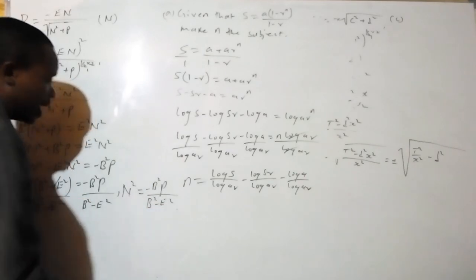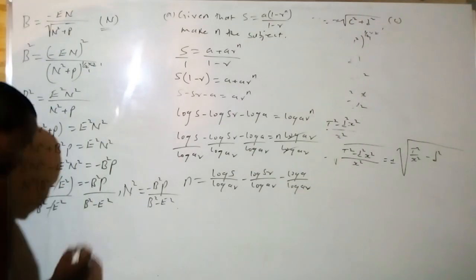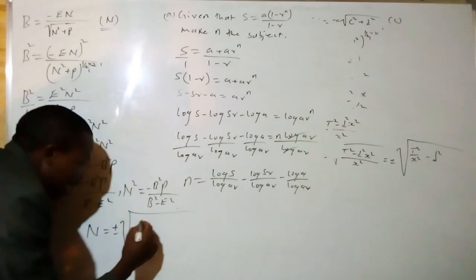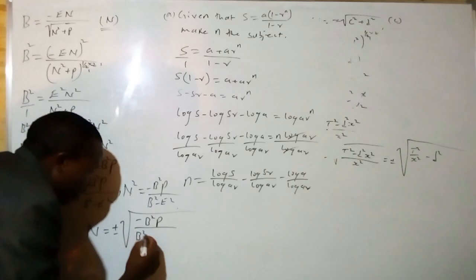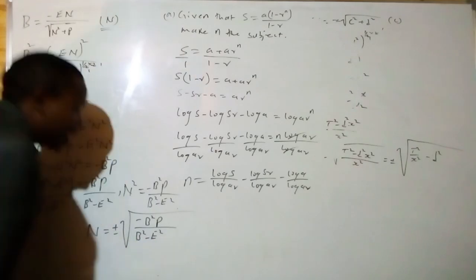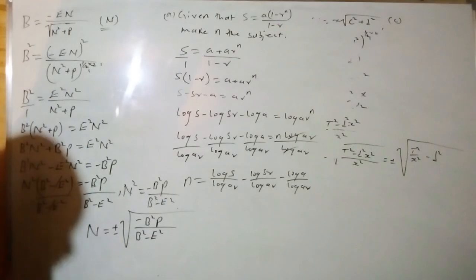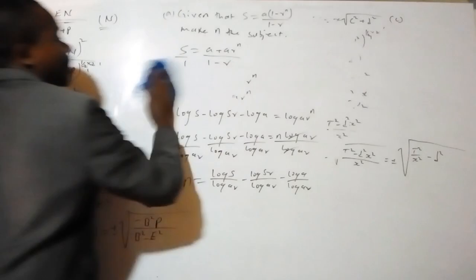And since we want n alone, we are going to say that n is equals to plus or minus the square root of negative b squared p all over b squared minus e squared. That is the correct answer. That is the very correct answer. Proceed.